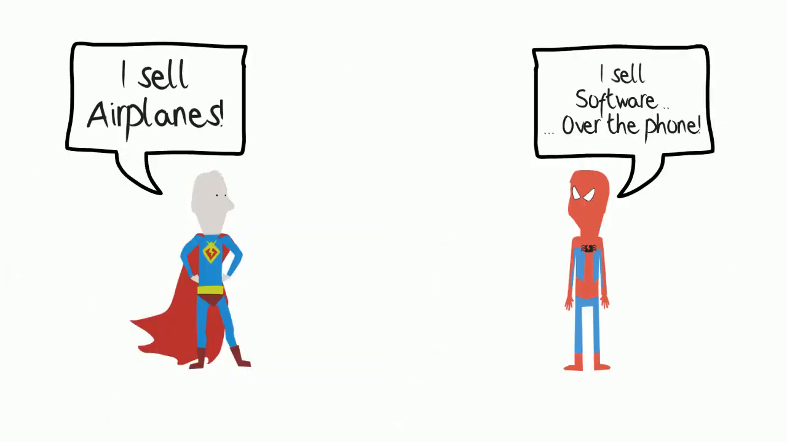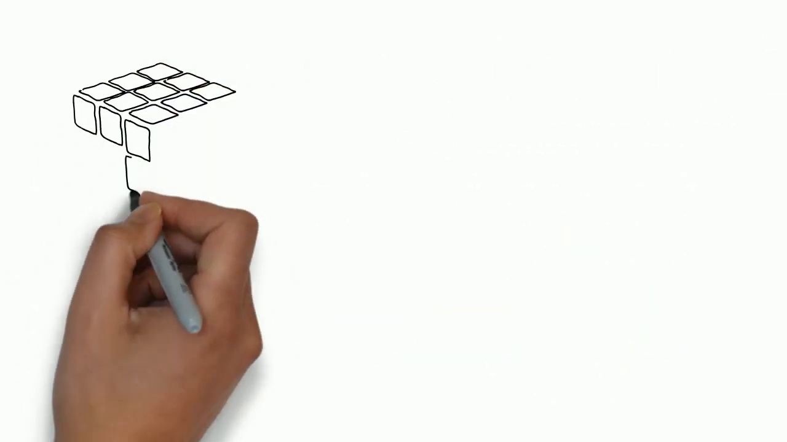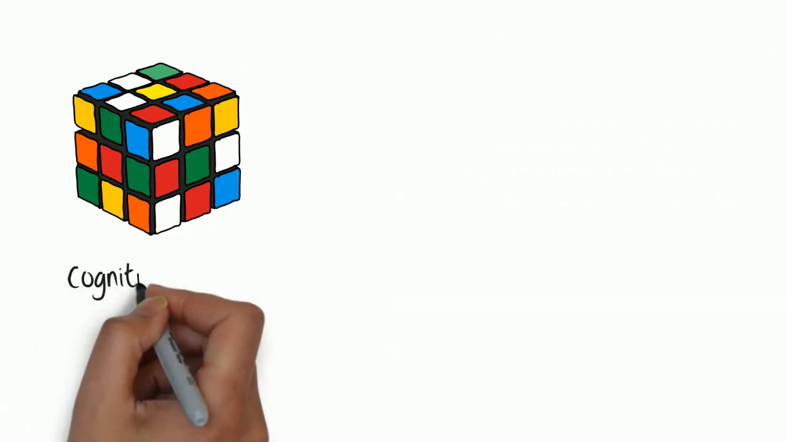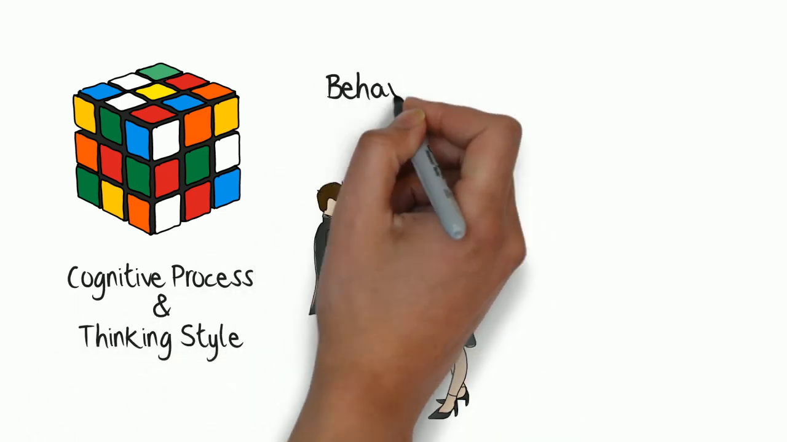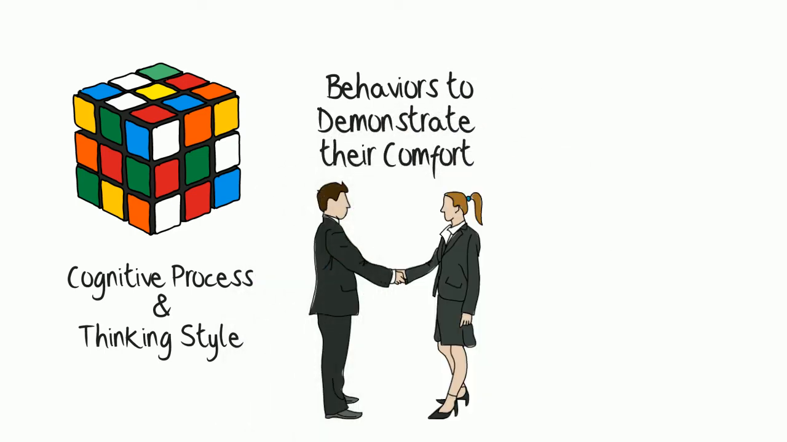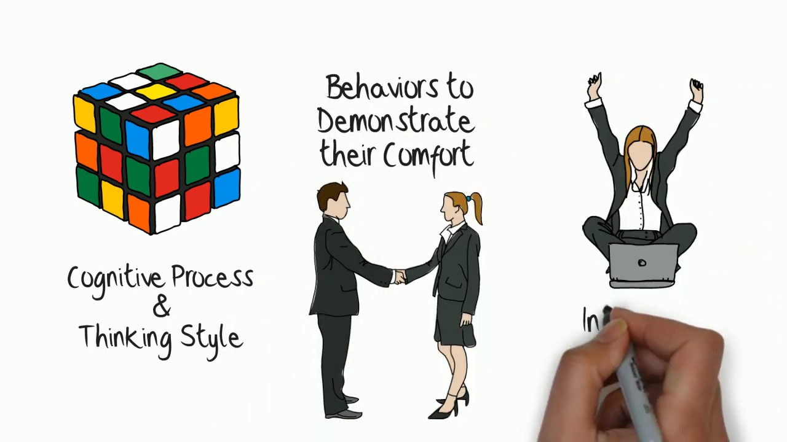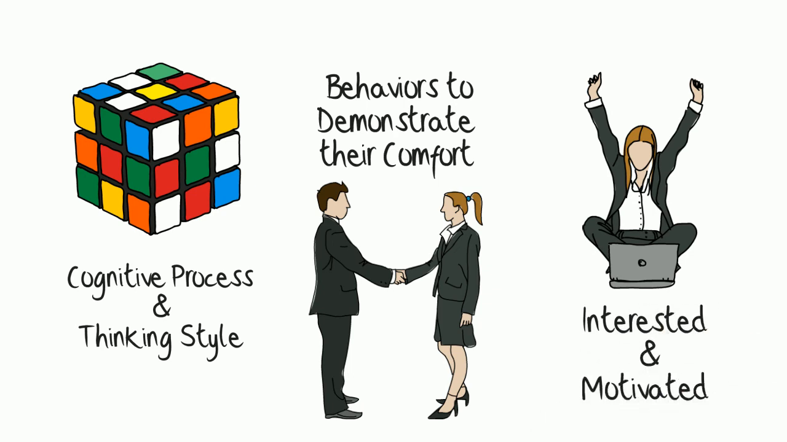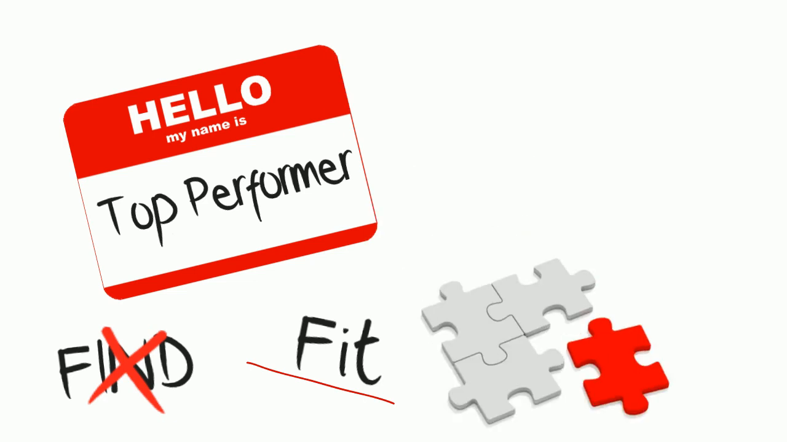We have to ask and be able to measure, can this person cope with the mental demands of our particular sales environment? Do they have the cognitive process and thinking style that is the right fit for this job? Are they comfortable in our sales environment and have the right behaviors to demonstrate their comfort? And are they interested and motivated to sell our products and services? So if we can measure those things and want someone who can truly contribute to our success and bottom line, then we should not set out to find our next top performer, but rather to fit our next top performer.